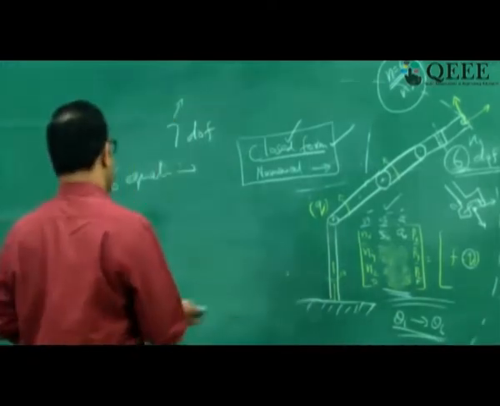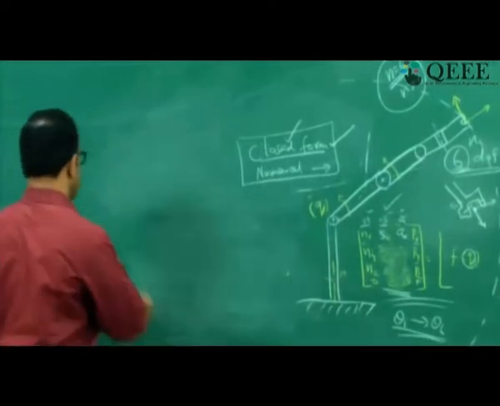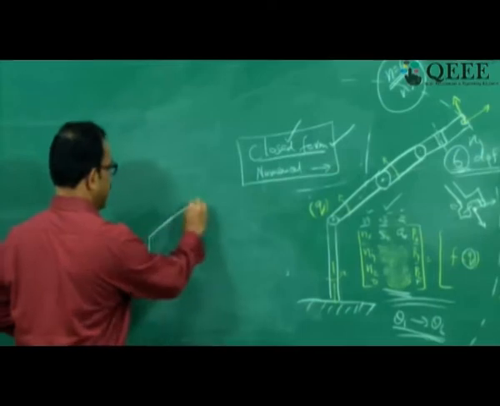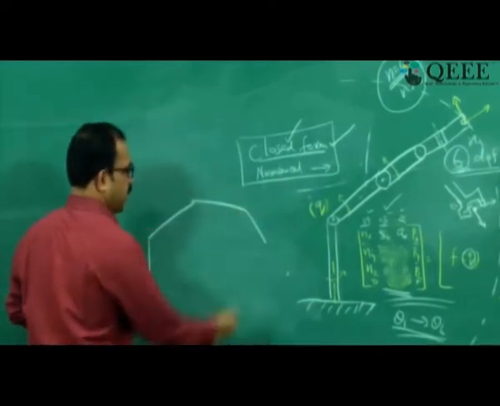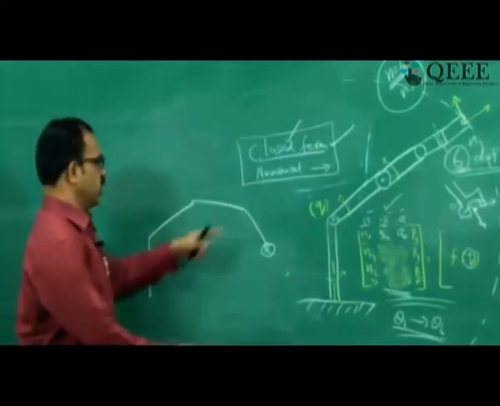And another case of multiple solutions is known as elbow up and elbow down solutions. Suppose there is a robot here. So this robot is like this, and it has to reach this position here. The robot has to reach this position.